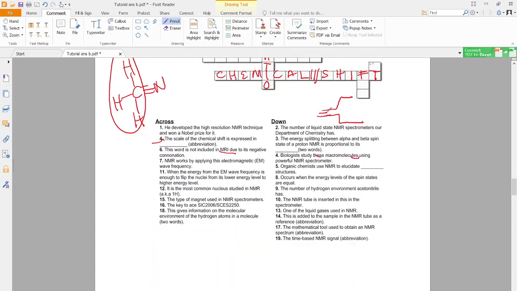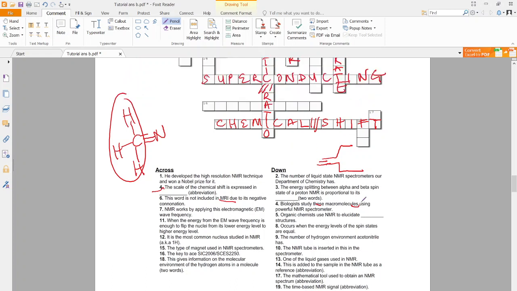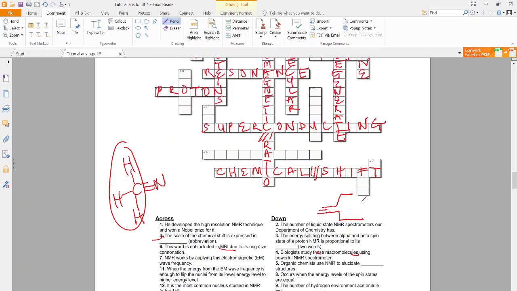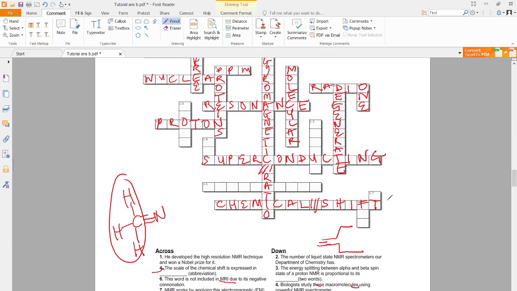Then we have the NMR tube is inserted in this spectrometer. Okay, the NMR tube is inserted in this spectrometer, so it's inserted in a probe and then inside. Okay, so number 10, let's stand down. There you go. That's probe.